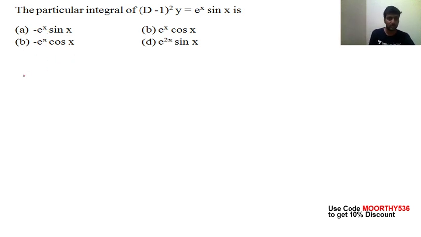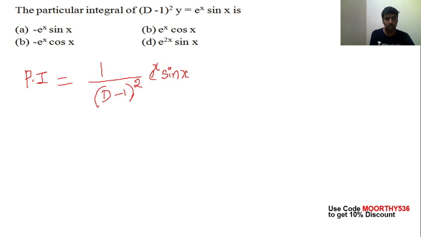We know the particular integral, PI, as per the discussion, same procedure. We have to identify the correct answer among the four options. So PI is equal to 1 divided by f of D. The f of D is given as (D minus 1) the whole square, into e power x sin x.